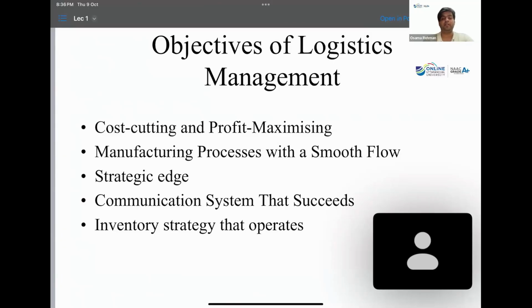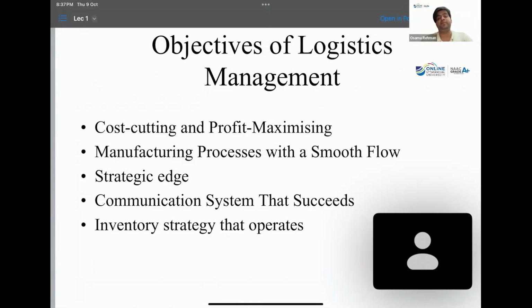And then better transportation management. So choosing the most cost-effective, efficient transportation modes and routes. The objective is to minimize transit time, reduce cost, and ensure product safety during shipment, and improve order fulfillment, like ensuring timely order processing, packaging, and timely delivery to meet customer demand and expectation. Then effective warehousing, optimizing warehouse location, layout, and operations for faster storage and retrieval. This reduces handling cost and improves operational efficiency.